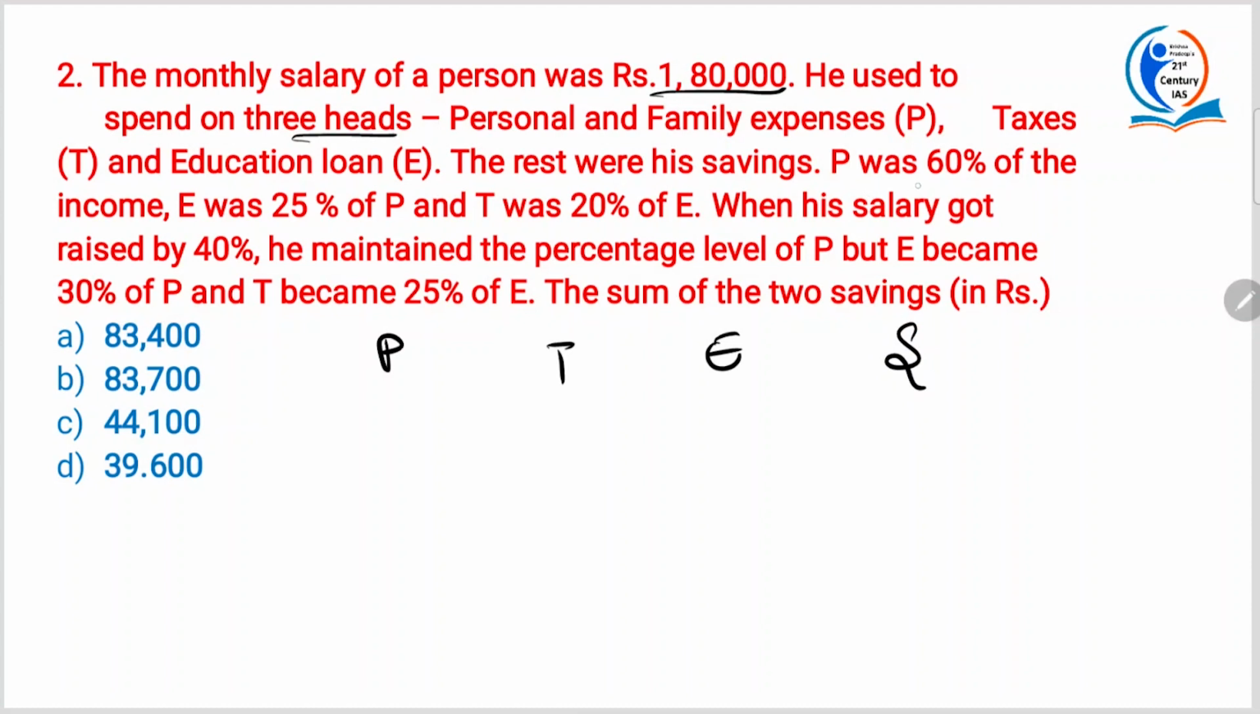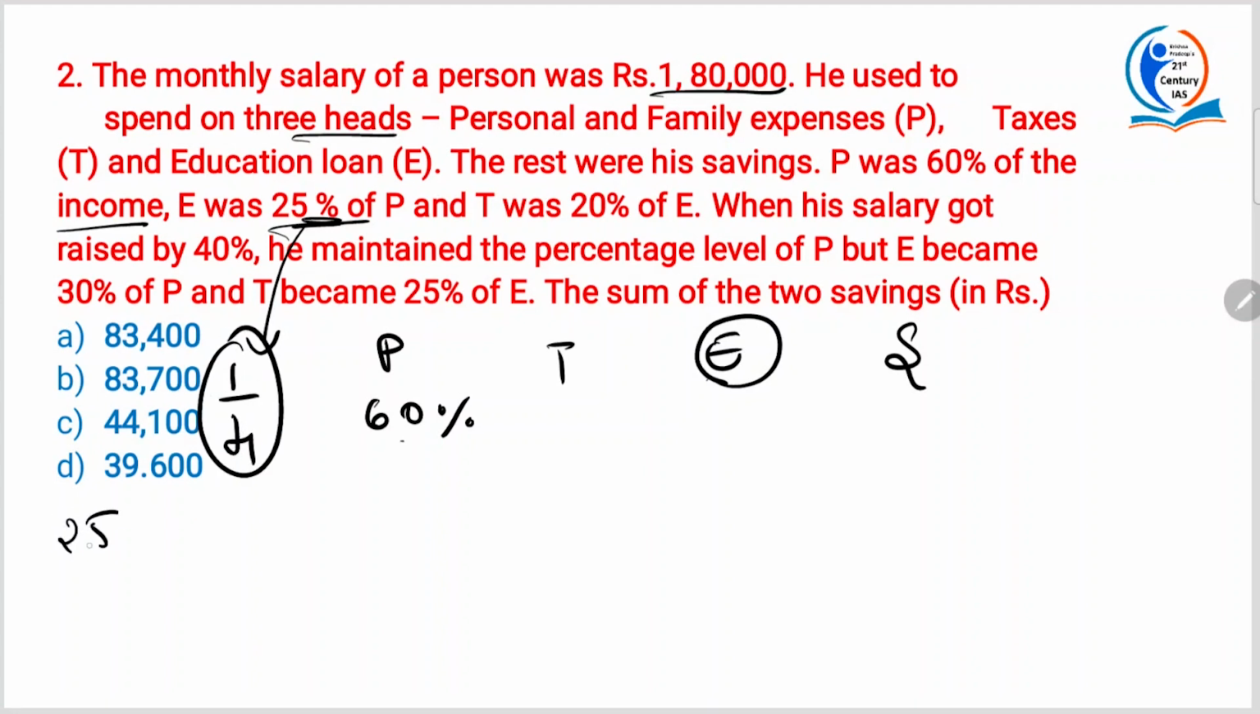P was 60% of the income. E is 25% of P. What is 25%? 25% is 1/4, no? 1/4 of anything. If you write it in fraction, 25 by 100, which is 1/4. So this conversion is also important. 50% means half, 25% means 1/4. It will be easy, okay.